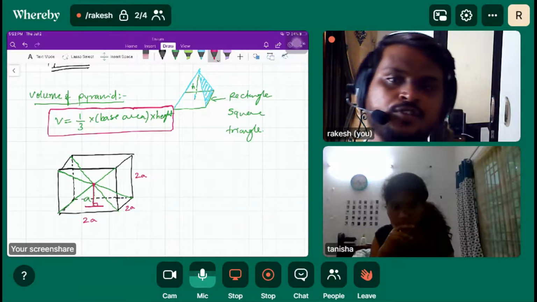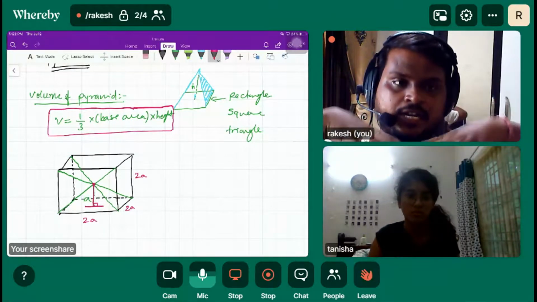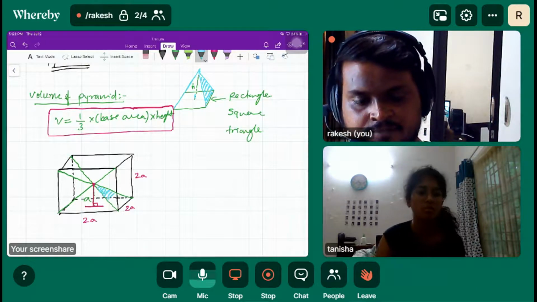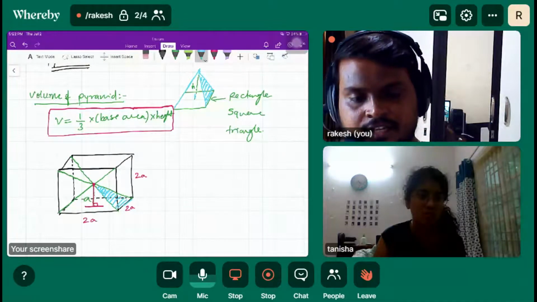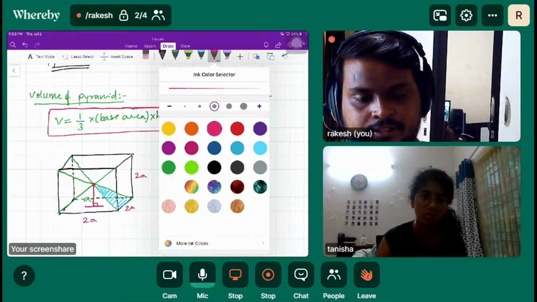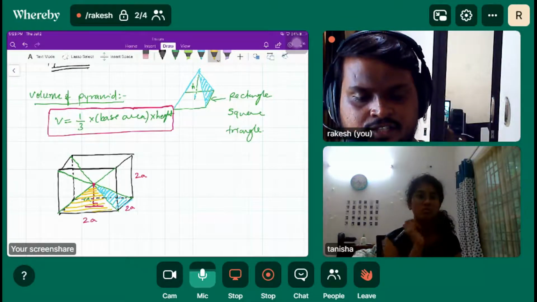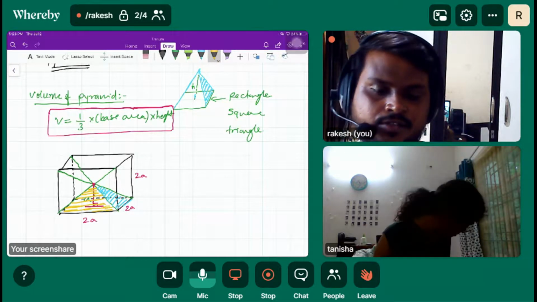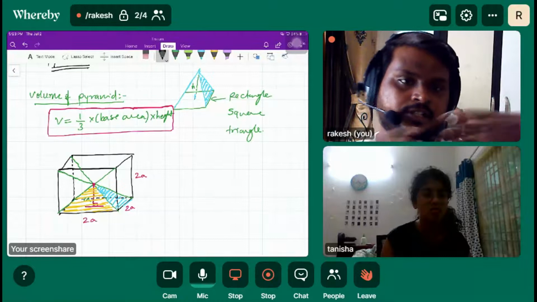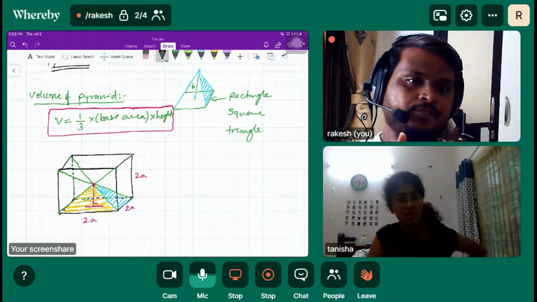How many pyramids can you observe here? If you just look at the base part, this is the slant face of the pyramid. Let me draw with a different color, let's say yellow. This is the face which is towards us. Did you observe the pyramid here? Just one pyramid I'm talking about. So we have one pyramid like this.